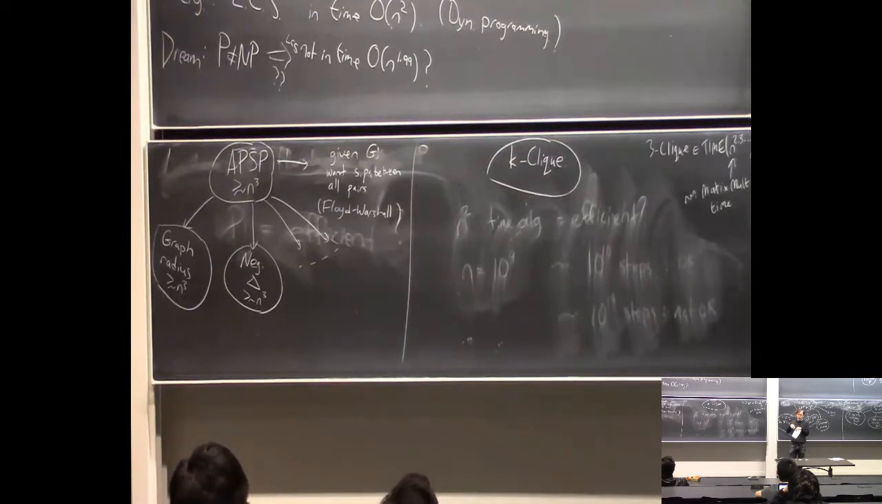And then you just have to go through all those pairs and see if there's also an edge from u to v. If there's an edge from u to v and a path of length 2 from u to v, then there's a triangle. Is that right? No. Yeah, no, that's right. OK, good.